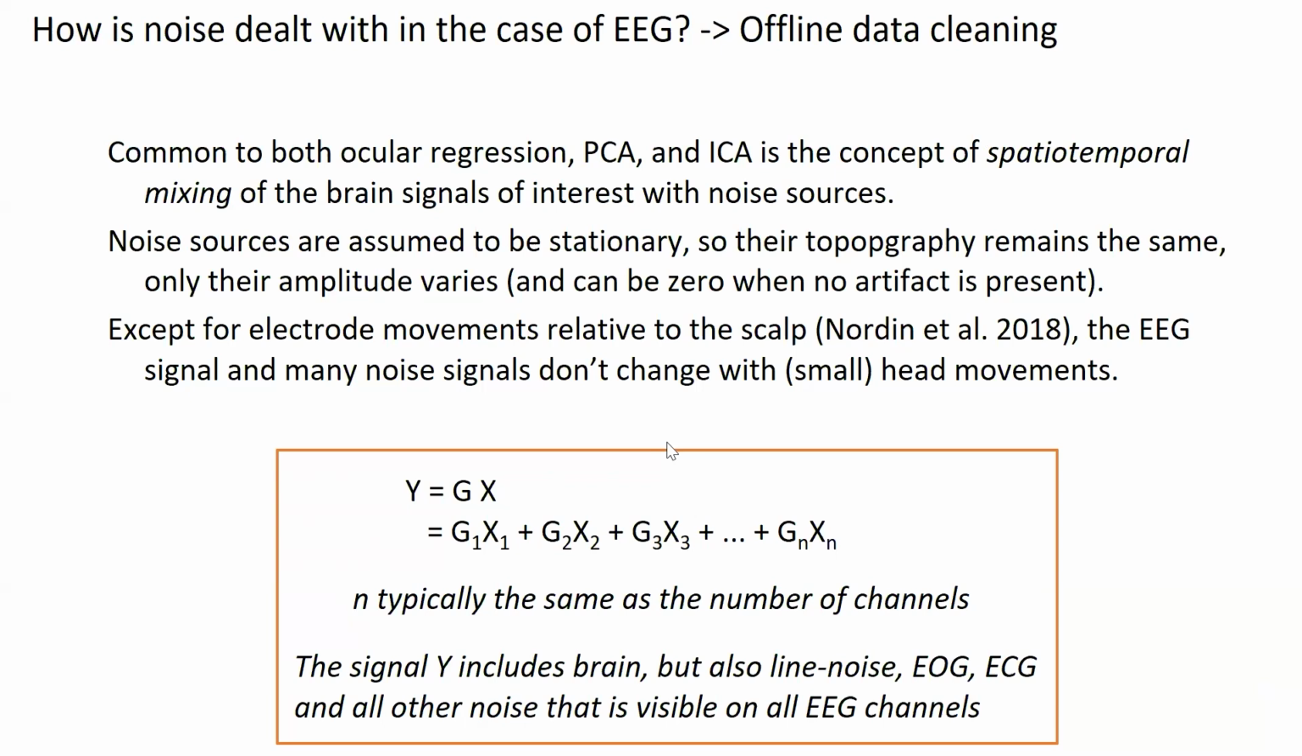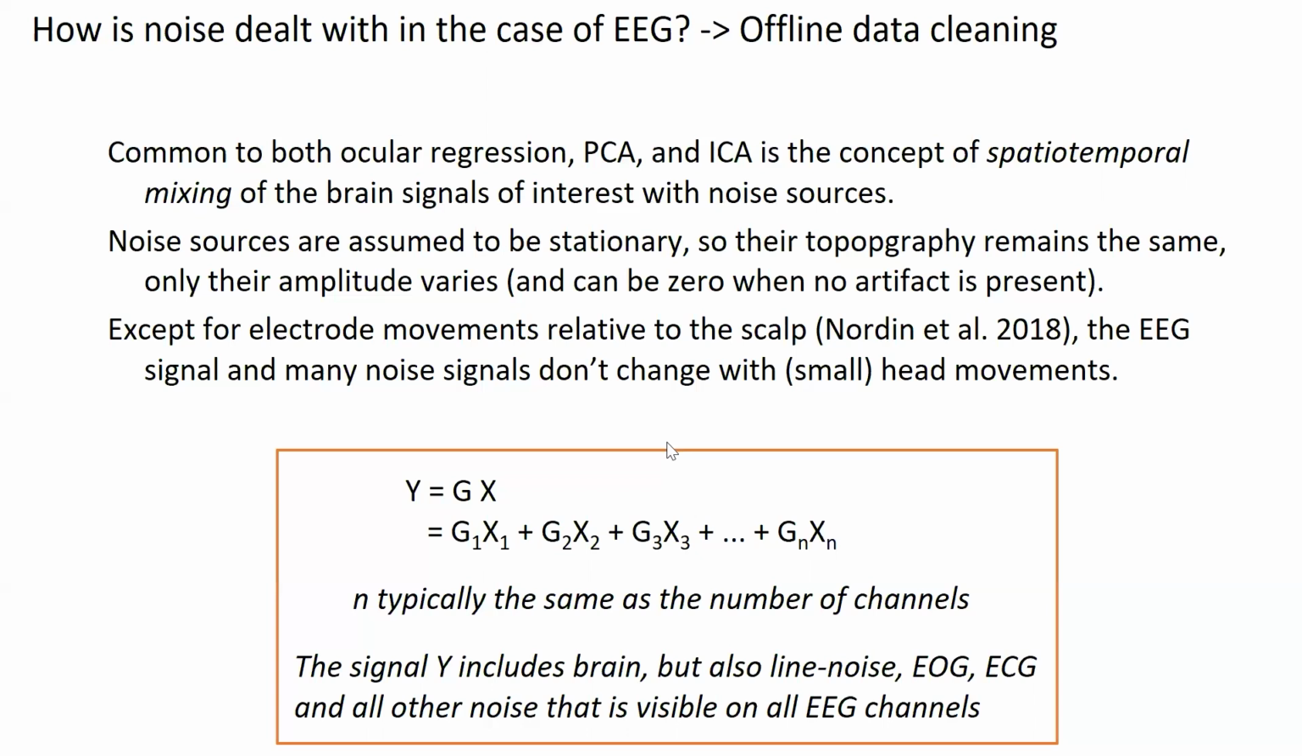Sometimes the amplitude can be 0 when it's absent, but basically we're assuming that these noise sources always have the same topography. Except for electrode movements that are relative to the scalp, which are really nasty artifacts, so there are some interesting methods for that as well, as recently presented by Norden et al. The EEG signal and many noise signals don't change with small head movements.